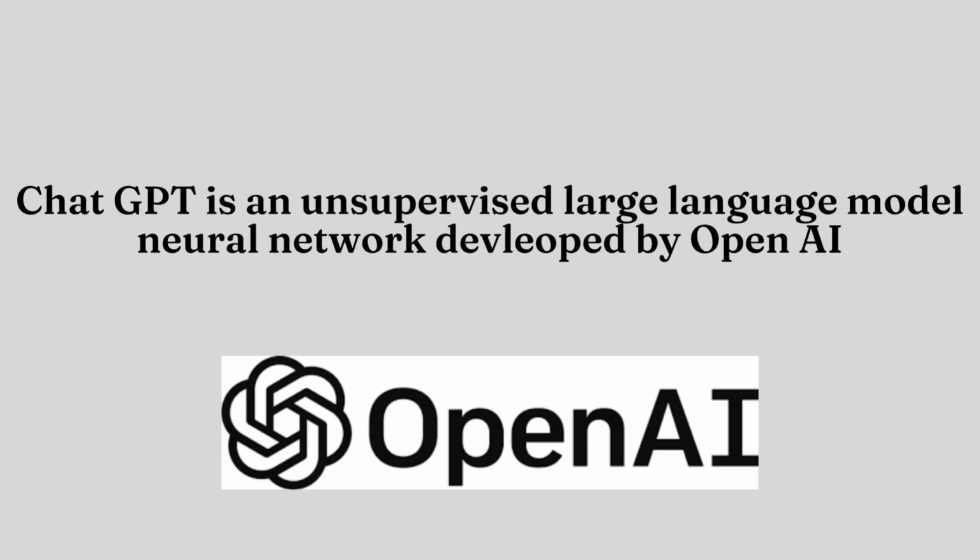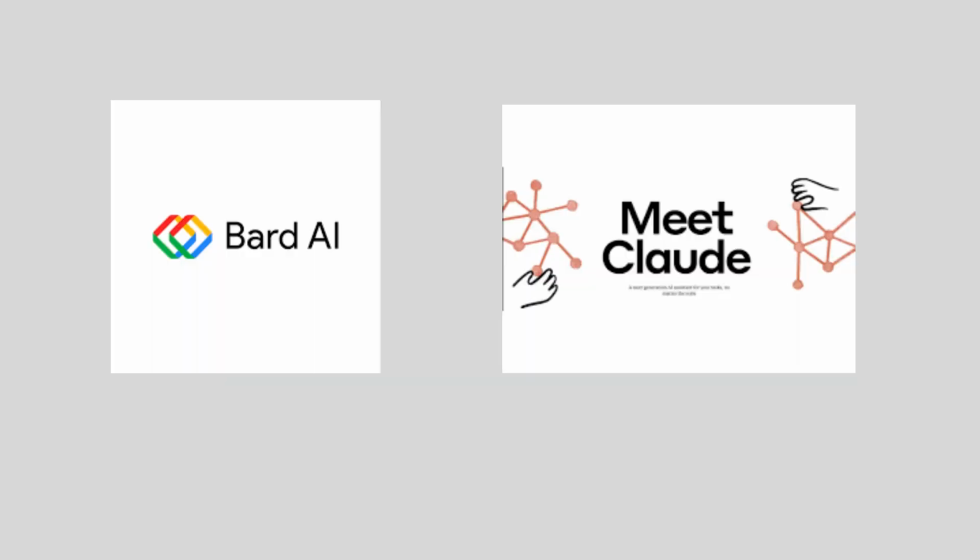ChatGPT is an unsupervised large language model neural network that was developed by OpenAI. I also want you to know that there are other large language models that use a similar approach. There's a BARD system from Google, and there's Claude from Anthropic. So ChatGPT is not the only form of this new technology, though so far it does seem to be outperforming these other two on most tasks.